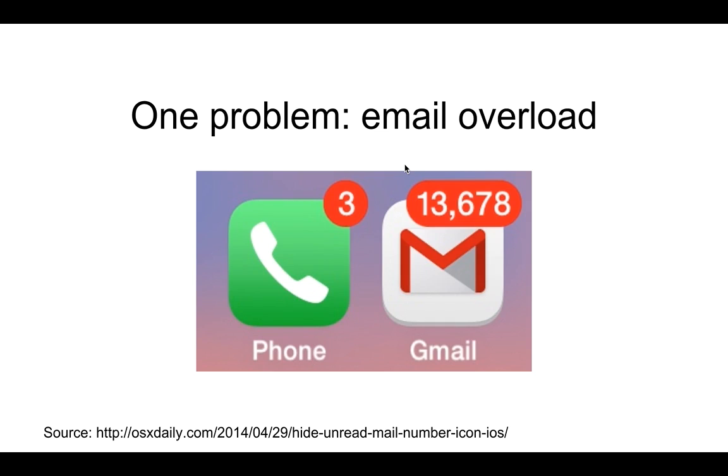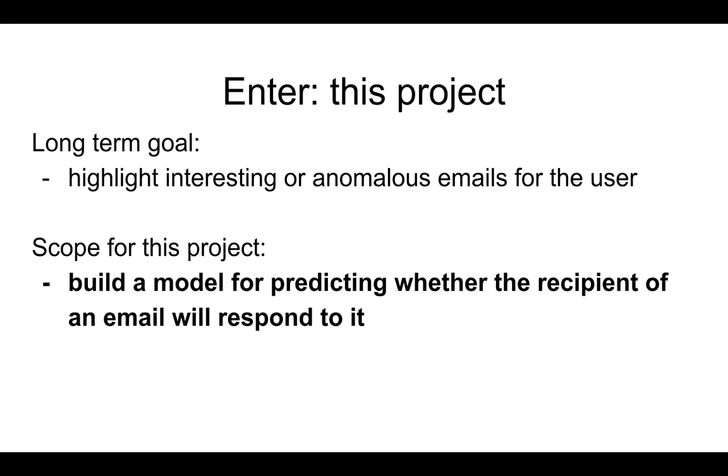If you get lots of emails and only some of them are important, it can be overwhelming and difficult to find the important ones. So the idea is that maybe AI can come to the rescue here, which is what my project is about. The long-term goal would be to highlight interesting or anomalous emails for the user so they can act on them. For this project, I decided to limit the scope to building a model specifically for predicting whether or not the recipient of an email will respond to it. That is, reply to it or forward it.